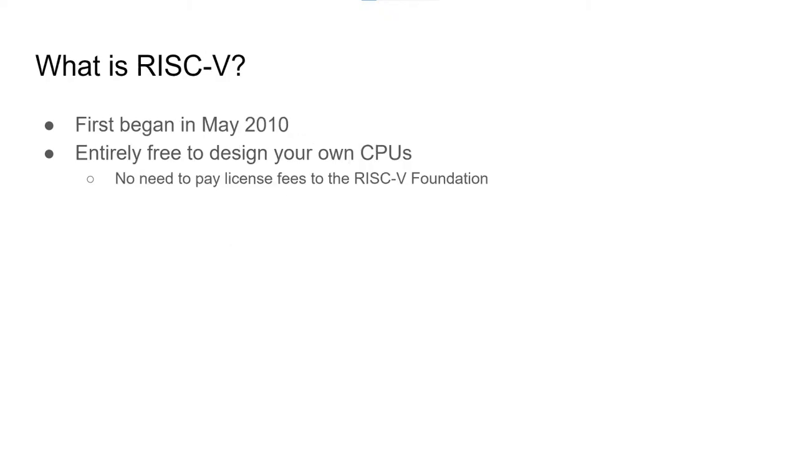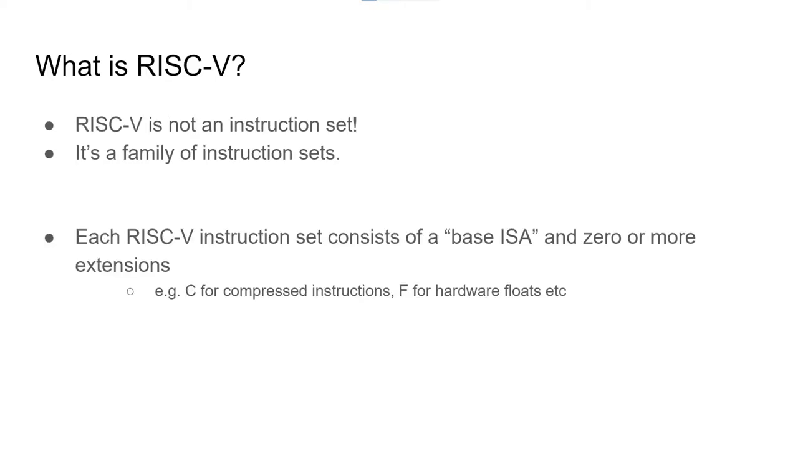So RISC-V, an instruction set, first began back in May of 2010. It's an entirely free instruction set in that the specification is out on GitHub and on the website under a Creative Commons license, and it is entirely free to download and use it to design your own CPUs, and you don't have to pay any licensing fees to the RISC-V Foundation. With ARM, you need to pay licensing fees to ARM, and for x86, you need to pay them to Intel and AMD.